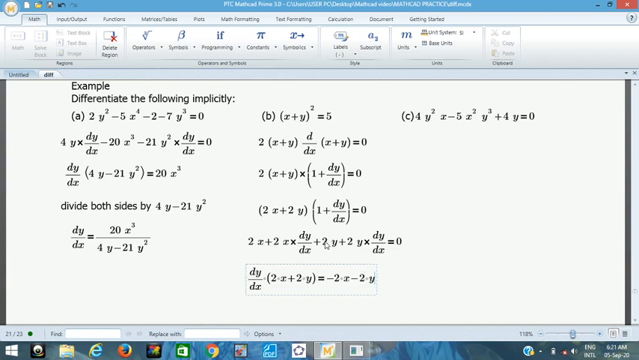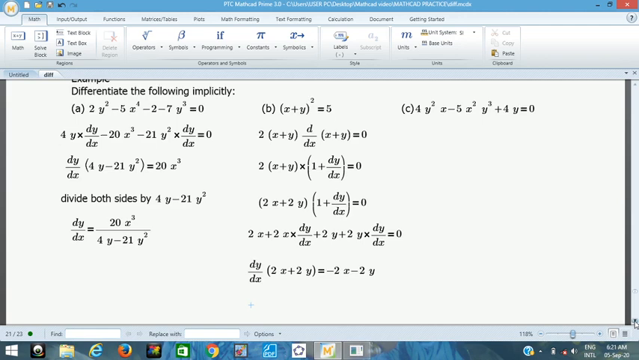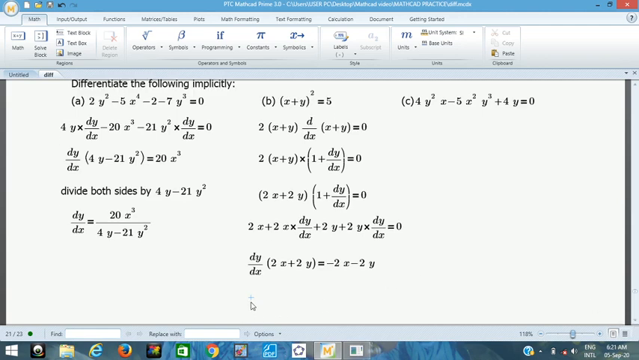So 2x and 2y will go to the other side. Then the next thing is to divide by this bracket 2x plus 2y. When I divide by 2x plus 2y, what am I going to get? The final result for my differentiation, dy dx, will now be equal to minus 2x minus 2y. It's now going to divide what we have in the brackets, which is 2x plus 2y. So that's the answer of this particular one.